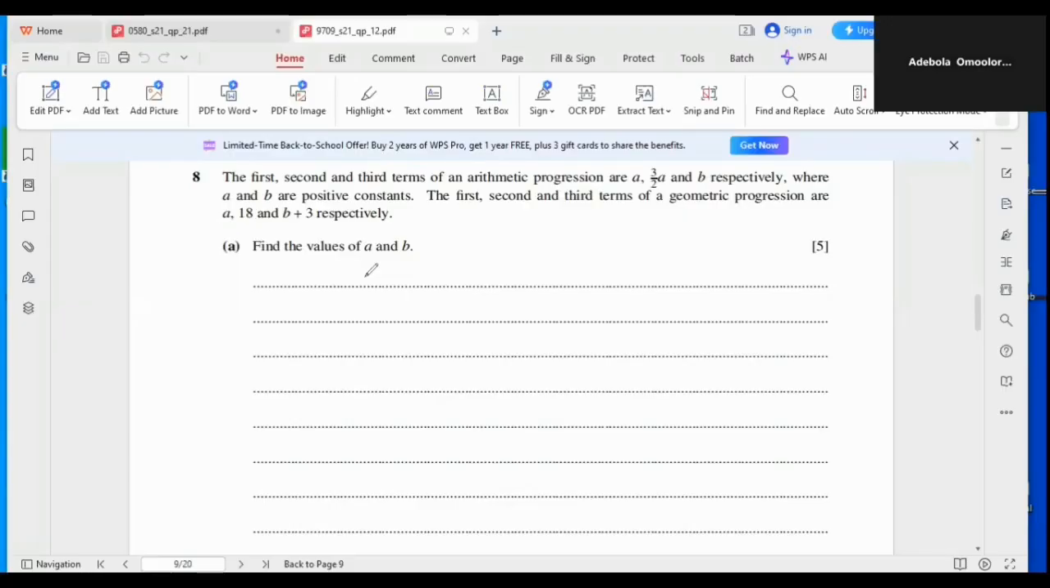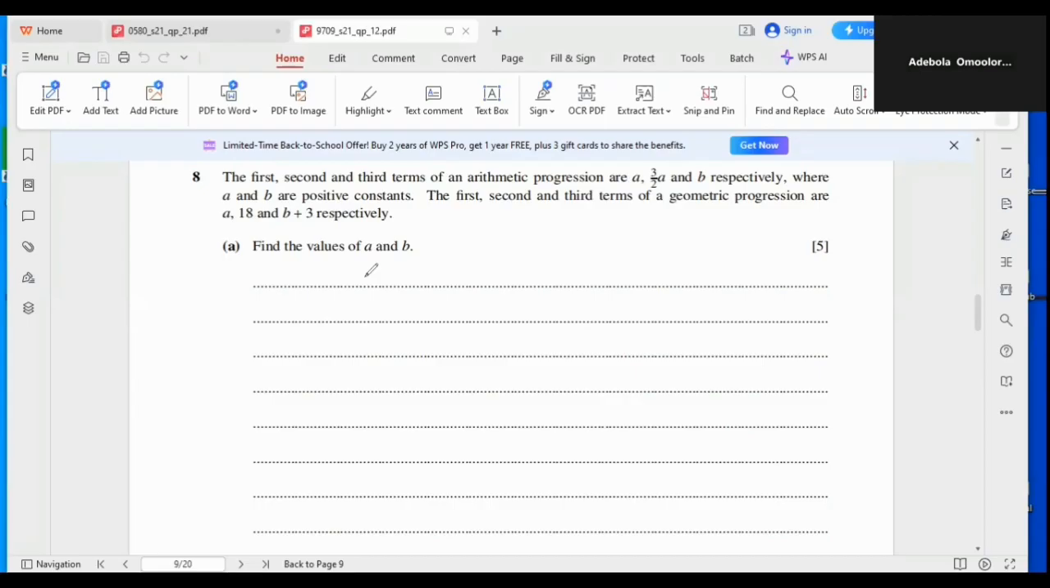Sequence question. The first, second, and third terms of an arithmetic progression are A, 3 over 2A, and B respectively, where A and B are positive constants. The first, second, and third terms of the GP, geometric progression, are A, 18, and B plus 3 respectively. Find the values of A and B.